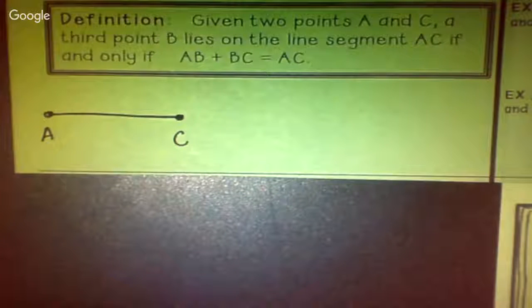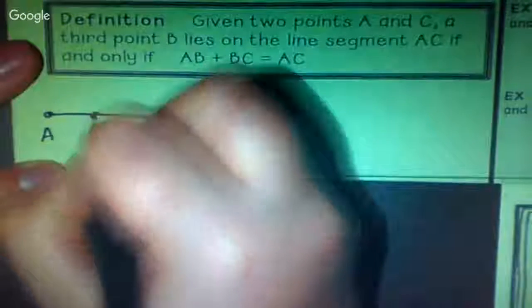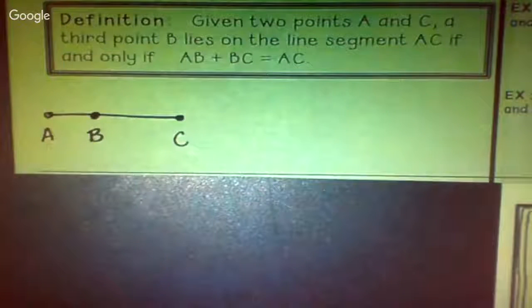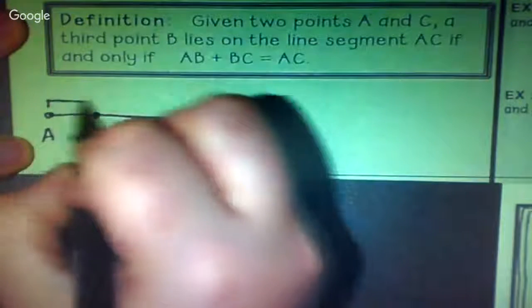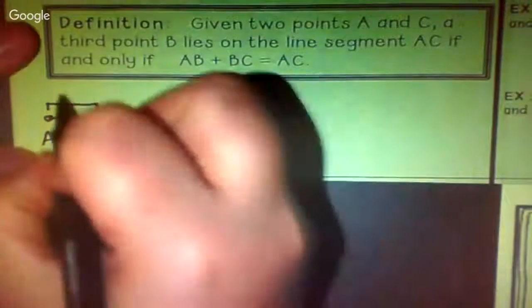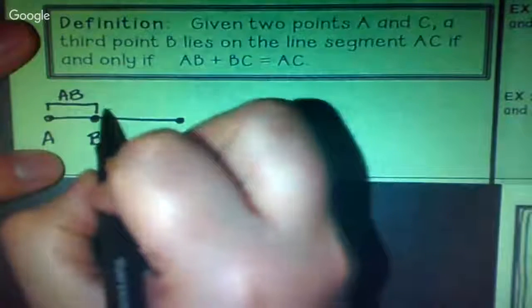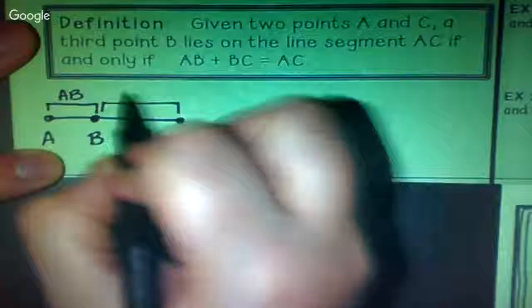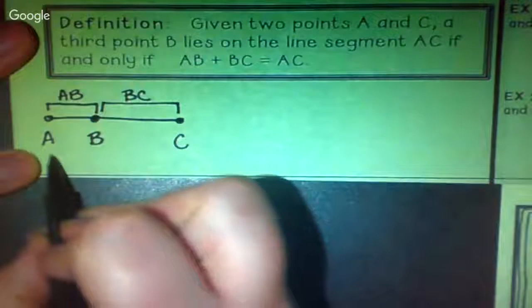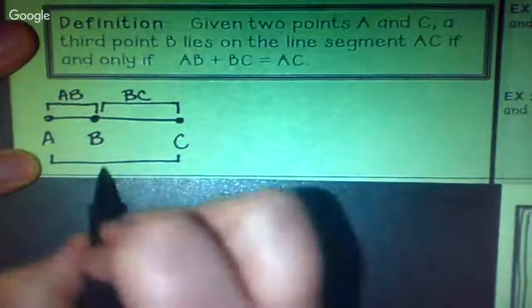Okay, then it says we have a third point, B, that lies somewhere on this line, anywhere you want to put it. So we've got this random point B that's somewhere on this line. Again, anywhere you want to put it. It can be in the middle. It can be more towards the left, more towards the right. Your segment addition postulate says, if I take this tiny segment, AB, and I add it to the segment BC, then the total is the whole piece altogether.